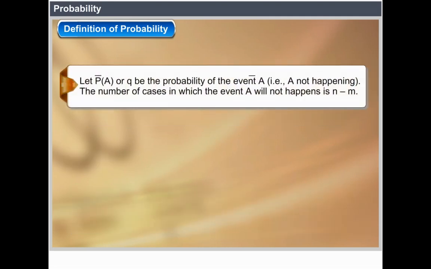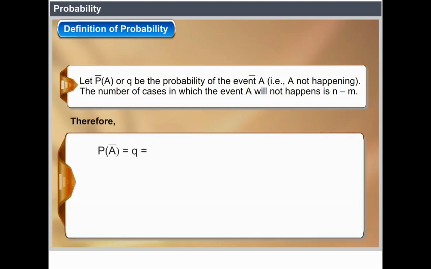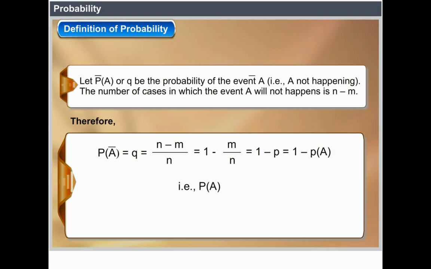Let P(A bar), or Q, be the probability of the event A bar, that is, A not happening. The number of cases in which the event A will not happen is n minus m. Therefore, P(A bar) = Q = (n − m)/n. After dividing by n, we get 1 − m/n = 1 − P, because P is m by n. Then we get 1 − P(A). Then, that is, P(A) + P(A bar) = 1. That is, P + Q = 1.